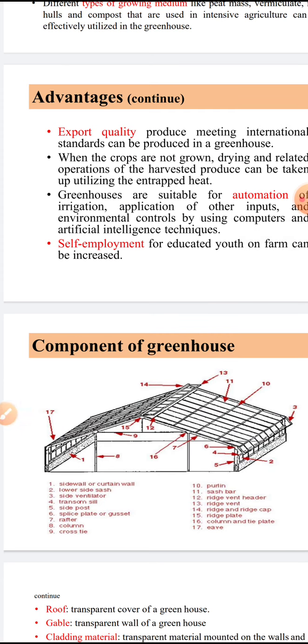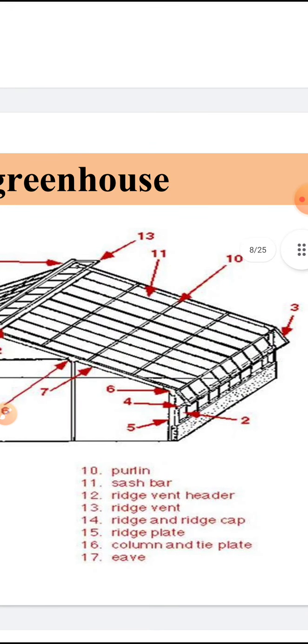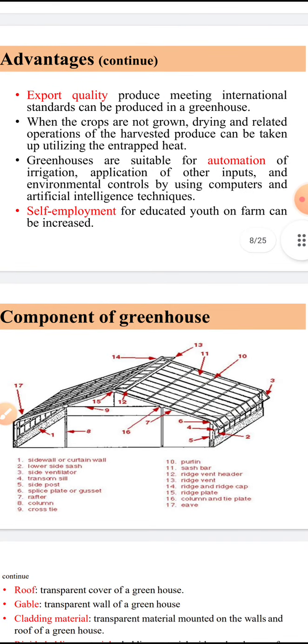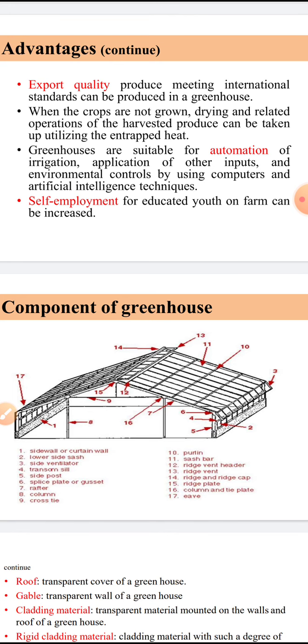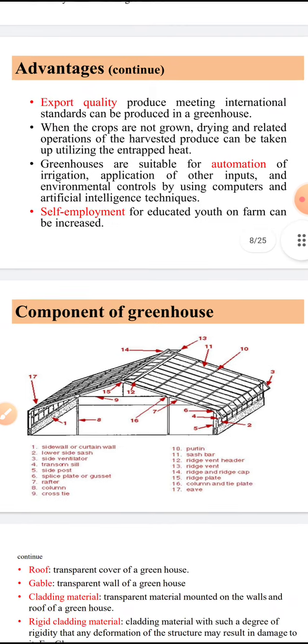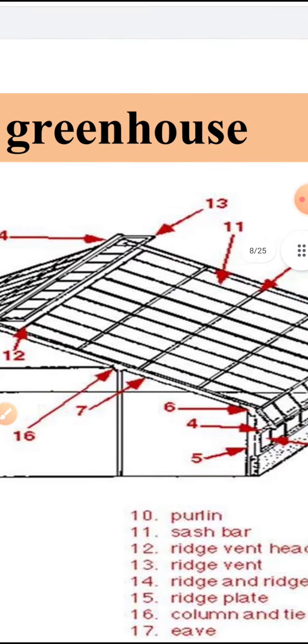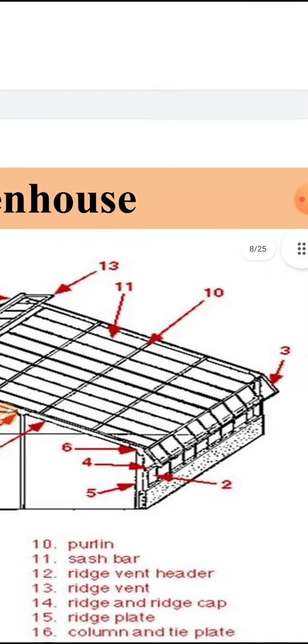Then fourth is a transom seal. Here it can depend on the polyhouse structure. Fifth is a side post, inside the wall of the greenhouse. Then the splice plate or gusset. Here you can see the upper side of the sidewall in greenhouses.